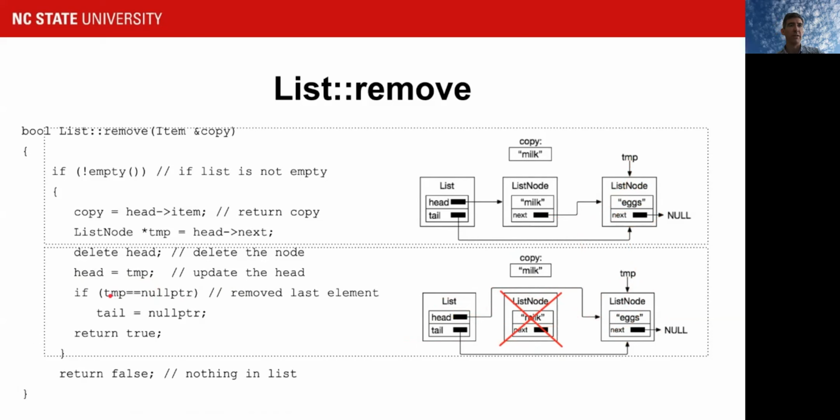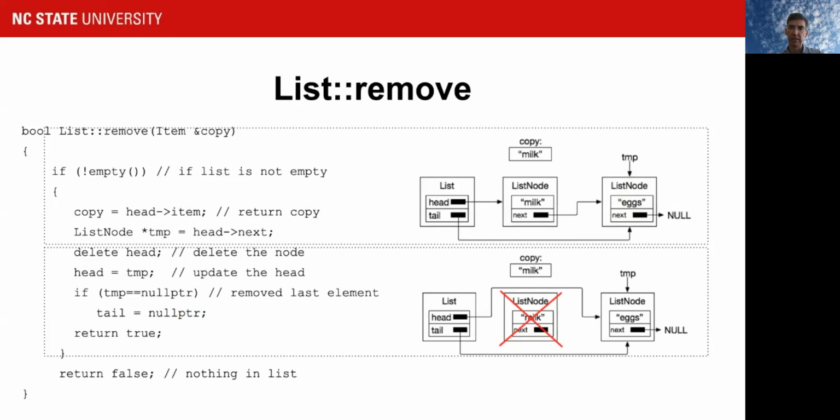There's one other trick we need to do. If it turns out that temp was in fact null, then that means our list is empty. And so if temp is the null pointer, then head is going to be the null pointer, and tail must also now be the null pointer, because head and tail, if there's nothing in the list, they should both be null.